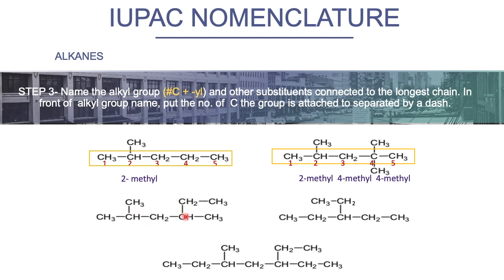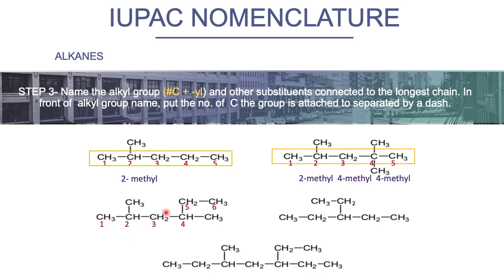So we see that 6 is the longest chain possible. Now to number. If you were to number it from this end, it would have been 1, 2, 3, 4 and 5. So 3 and 5 would have been the counts for the substituents. From this end, it is 1, 2, 3 and 4. So it is 2 and 4 for this side. So we number it from the lowest possible side and we go end to end.